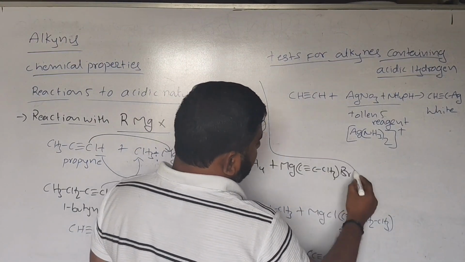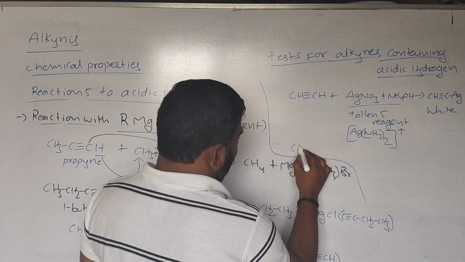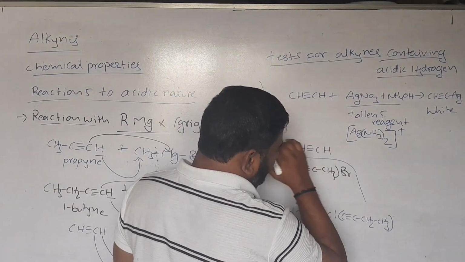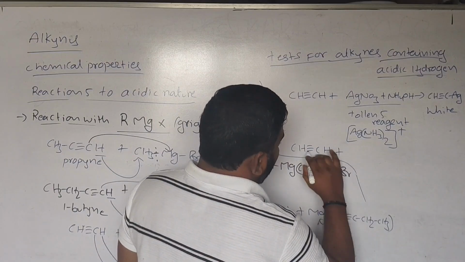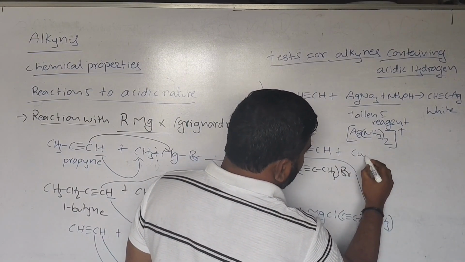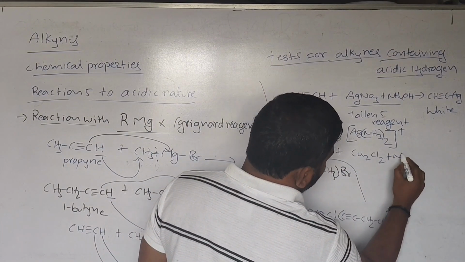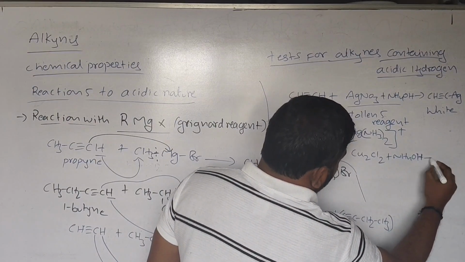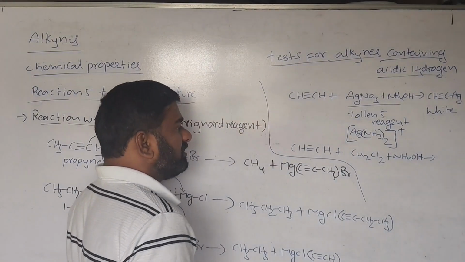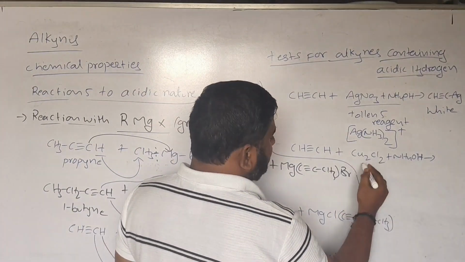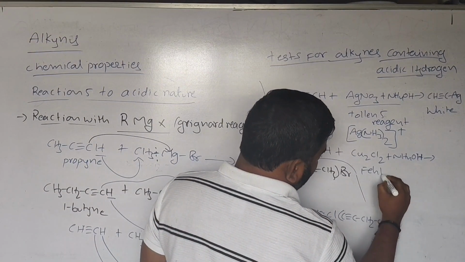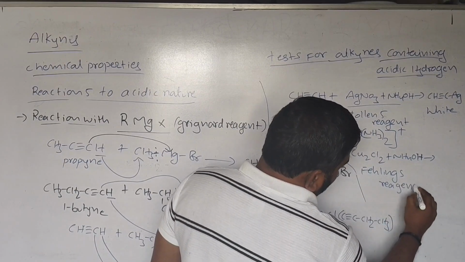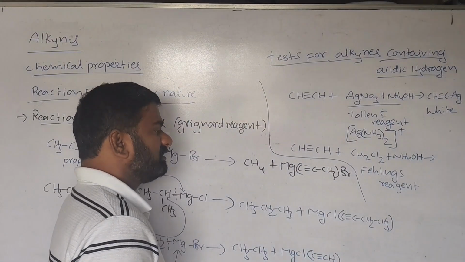Similarly, one more reagent is there. With that also, acetylene reacts with Cu2Cl2 in the presence of NH4OH, that is, cuprous chloride solution. Here also what is happening? This is called the alkynes reagent.